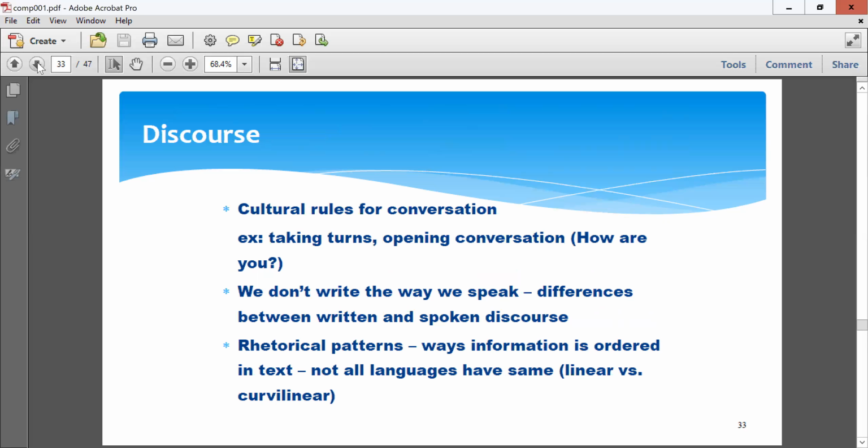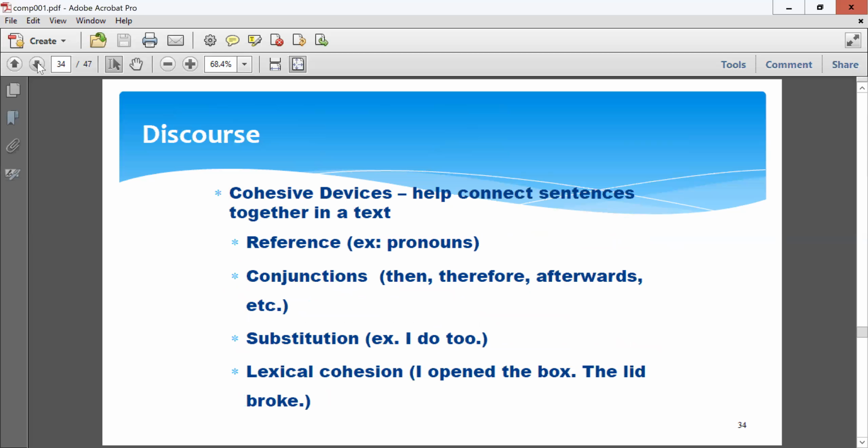There are also rhetorical patterns, ways that we order information. And not all languages are the same. Some languages are very linear. They say what they mean right up front. And other languages are what we call curvilinear, meaning they kind of come around to the point, okay? And that can be a personality thing, but it also can be a language type structure. So there are cohesive devices that help connect sentences together in a text and help with understanding of text. And so, of course, when misused, these can also cause misunderstandings.